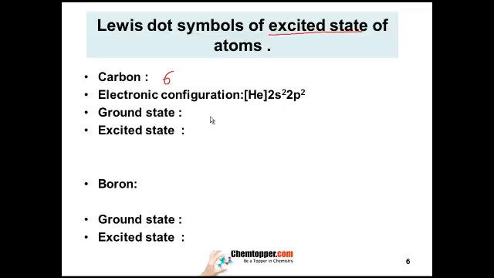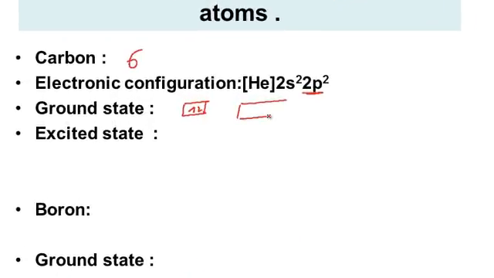In the ground state, these 2 electrons are present as a pair in the s orbital, and these 2 electrons are present as 2 unpaired electrons in 2 of the p orbitals. So this is the 2s orbital and this is the 2p orbital, px, py, pz.